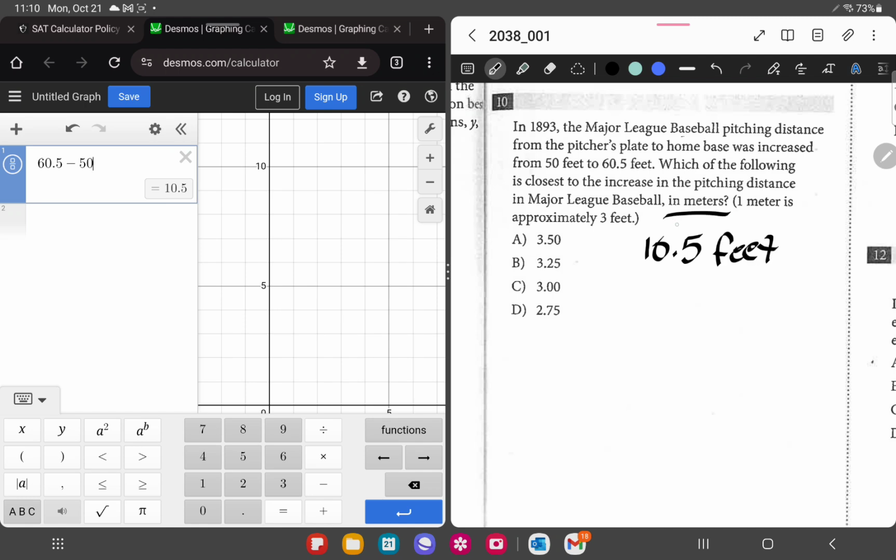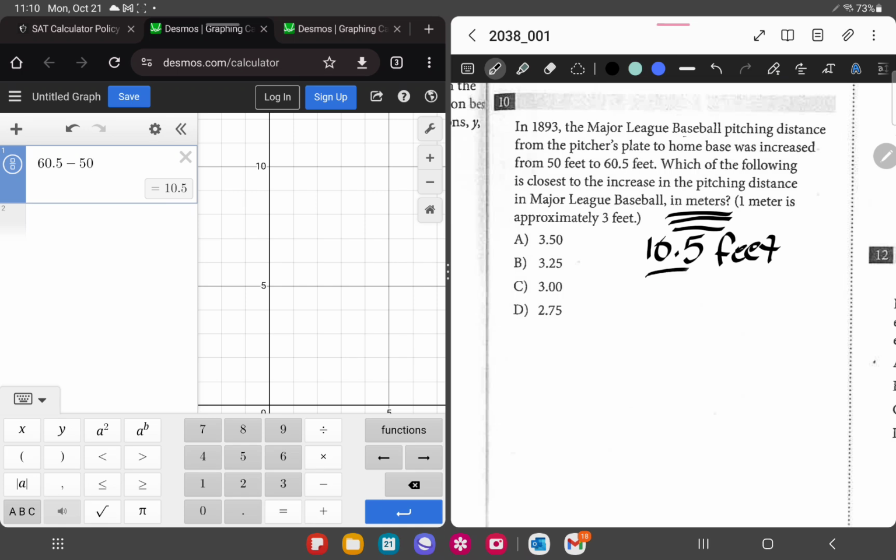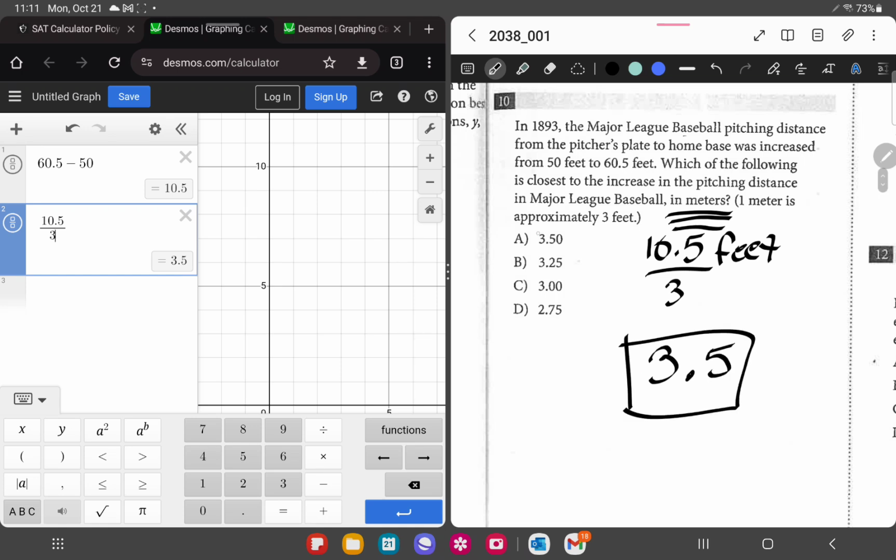All right, what are they asking for? The difference in meters. So 3 feet is going to equal a meter. All right, so we're going to be dividing by 3. That's going to help us convert my feet into my meters. So 10.5 divided by 3 is going to equal 3.5, and that is it. So my answer for number 10 is just going to be that one.